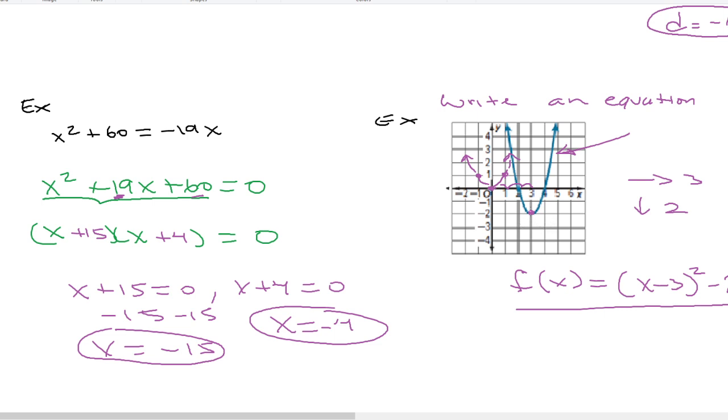If the graph, for example, was opening downward, so let's say the graph was something like this, going downward just like that, the only thing that would change here is that I would have to make this a negative because it's opening downward, but everything else would be the same.